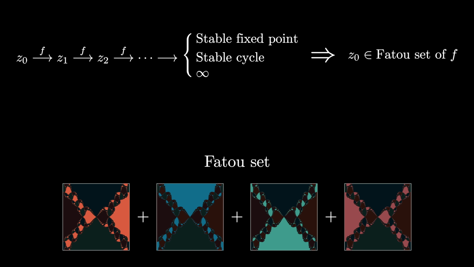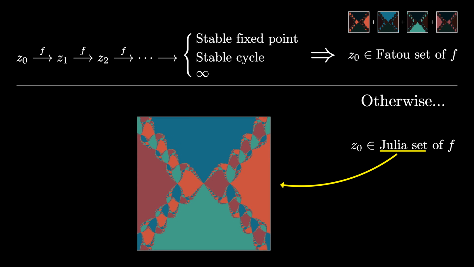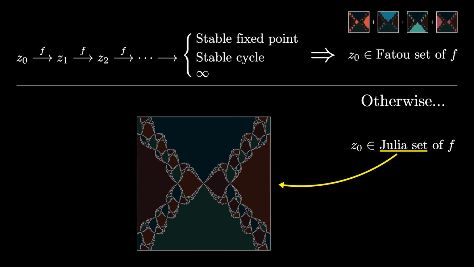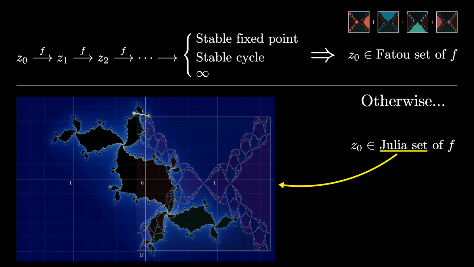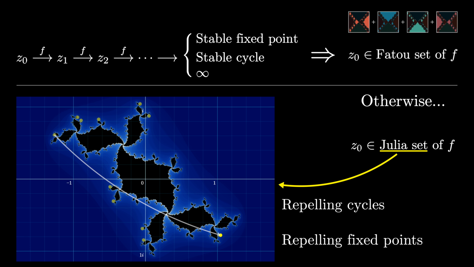And for all the maps that we've seen, this includes almost everything. The Julia set is everything else, which in the pictures we've seen would be the rough boundaries between the colored regions, what happens as you transition from one stable attractor to another. For example, the Julia set will include all of the repelling cycles and the repelling fixed points. A typical point from the Julia set, though, will not be a cycle. It'll bounce around forever with no clear pattern.